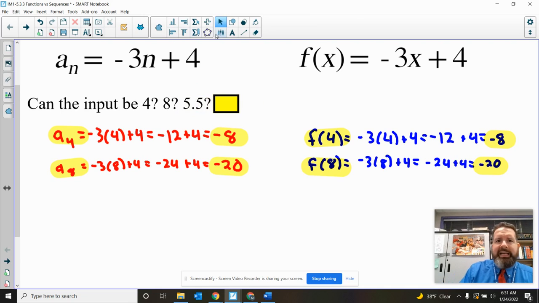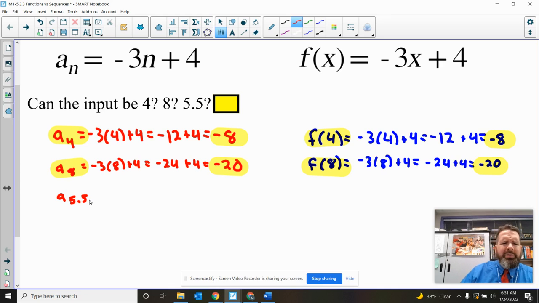Can the input be 5.5? All right, well, let's see what that would mean here. A 5.5. So it wouldn't be the 5th number in the list, but it also isn't the 6th number in the list. I don't think we can use 5.5 here. If I'm counting terms in a list, I've got to be using positive whole numbers, my counting numbers, 1, 2, 3, 4, 5, 6. 5.5 doesn't fit that description. I actually can't use 5.5 in here. That's not going to work. Okay, so it doesn't work in this one.